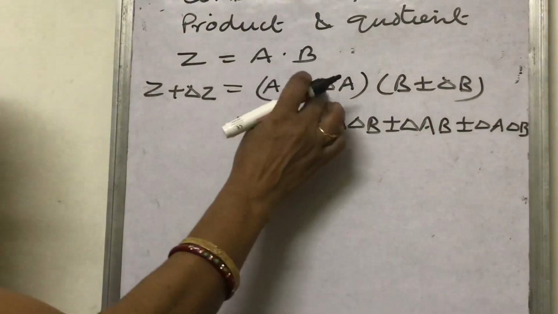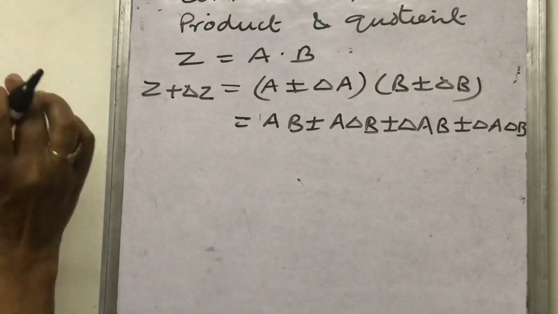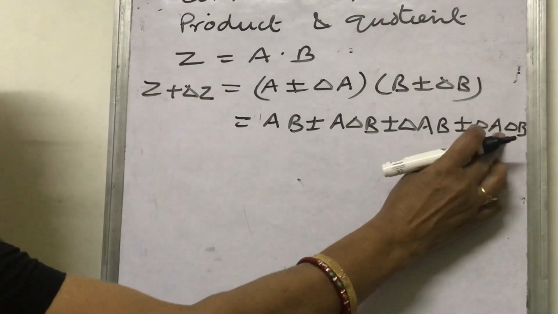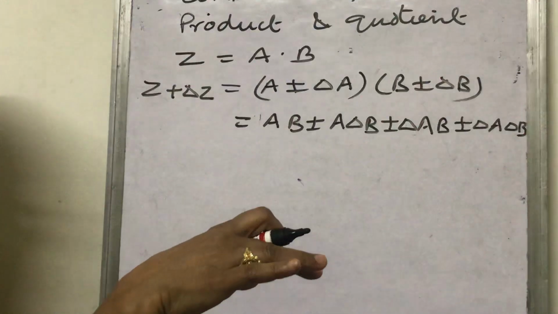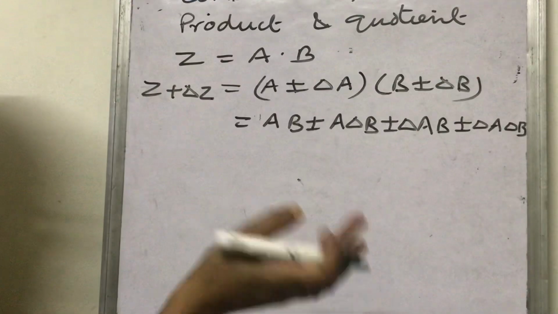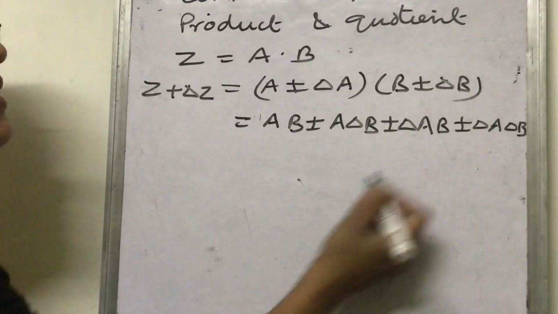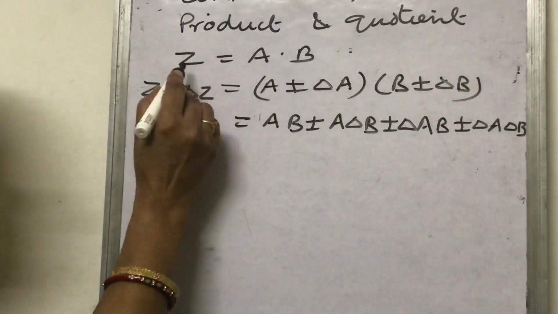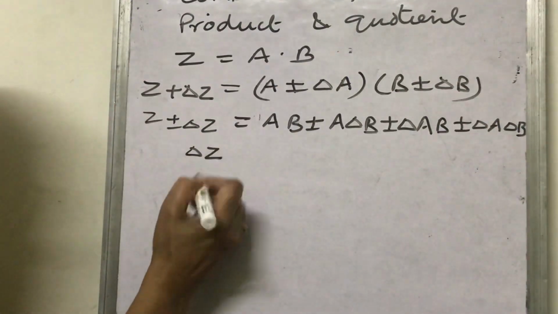You know what is the meaning of delta? A slight change, a little error, and delta is very small in decimals, and the product of two deltas means the product of two decimal values, which will become even smaller. If one delta is only 0.1, then 0.1 into 0.1 will become 0.01. So this will be very small. It can be neglected. What is left here? This is Z plus minus delta Z. Again Z is AB, so this Z and AB are cancelled. What is left here? This is delta Z.